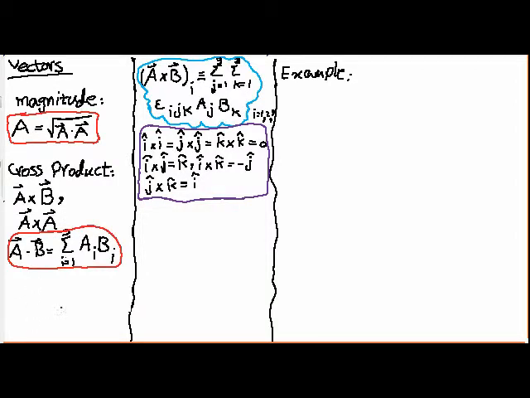Okay, now let's talk about cross product. So cross product here is the definition of cross product. First I should tell you, cross product turns a vector while dot product turns a scalar, it's a number.